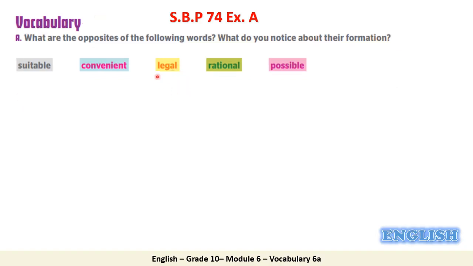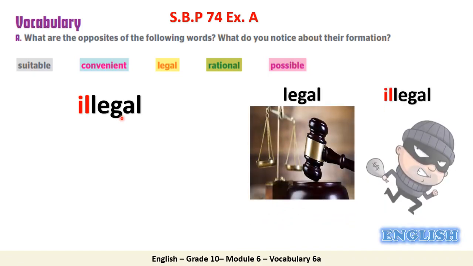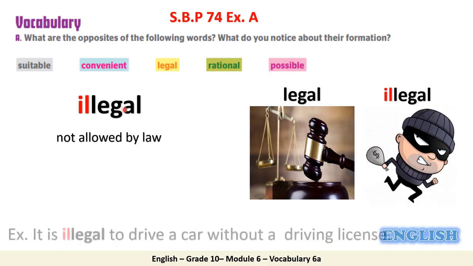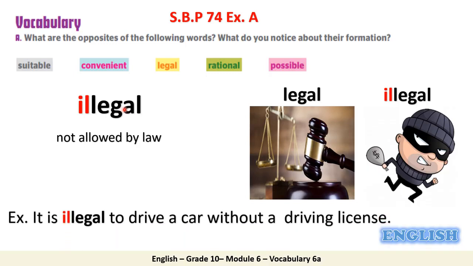And now, let's go to the third word, which is legal. Can you tell me what is the correct prefix used with the word legal to form the opposite meaning of it? That's correct. We have illegal. So, legal becomes illegal. So what does this word mean? It means not allowed by law. Let's put it in a sentence. For example, when you say, "It's illegal to drive a car without a driving license."